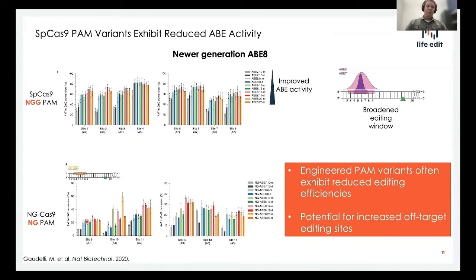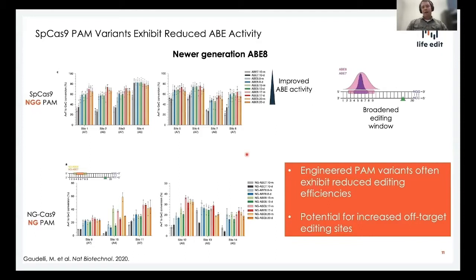And this really illustrates one of the issues that arises when engineering these base editors, and that is when you engineer for one thing, such as a more relaxed PAM, that sometimes has deleterious effects on other aspects of the protein's function, such as overall adenosine deaminase activity. In addition to that, the relaxed PAM has the potential to increase the number of off-target editing sites at other locations in the genome, which is, of course, a safety concern for developing therapeutics.